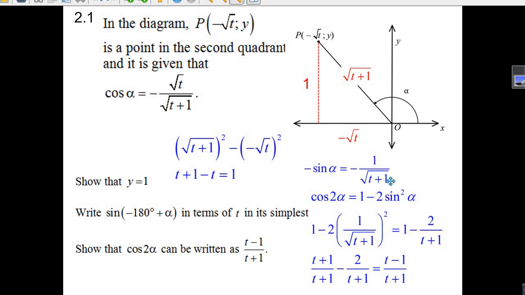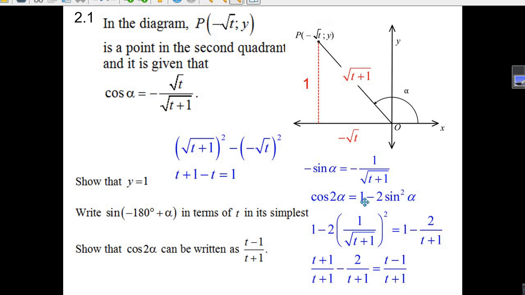And that's it. Okay, the last question, show that cosine 2 alpha can be written as t minus 1 over t plus 1. Well, cosine 2 alpha, you've got 3 choices on your formula sheet. I'm choosing the one that has sine in it because 1 over root t plus 1 is easier than the 2 square roots like cosine. It's better not to use cosine, so I just thought I should use sine.